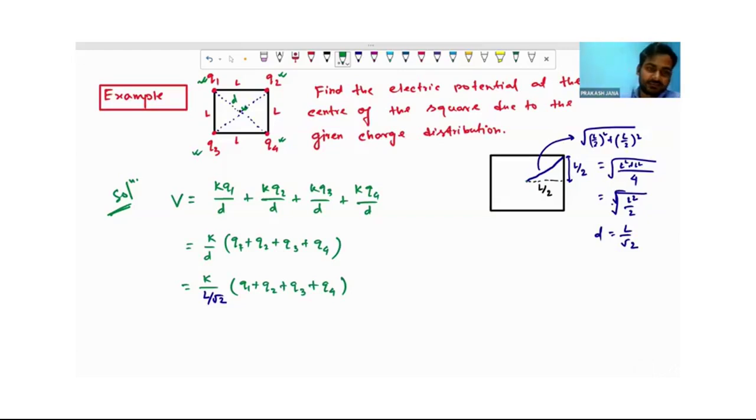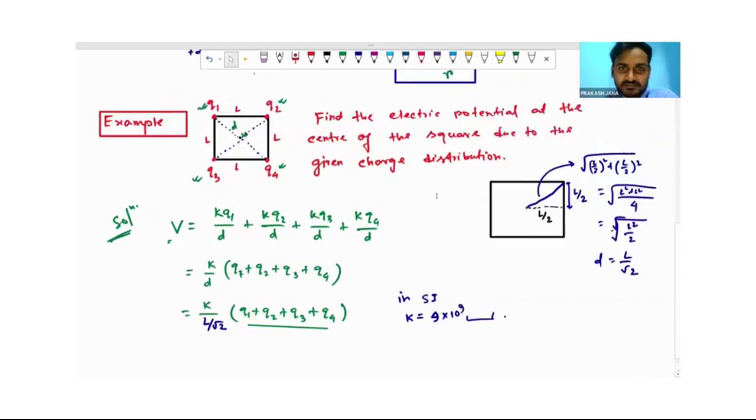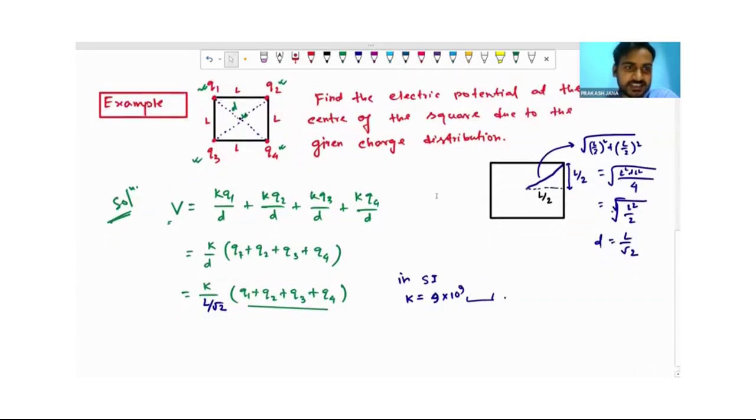Now, if in any numerical example or problem, the Q1, Q2, Q3 are given, then we can readily find out the value of the potential by just putting the value of Q1, Q2, Q3, Q4 and the value of K. In SI, the value of K is 9 times 10 to the power 9 with the unit. Okay. So this is the application of this electrostatic potential.